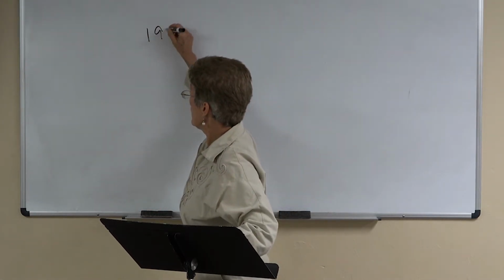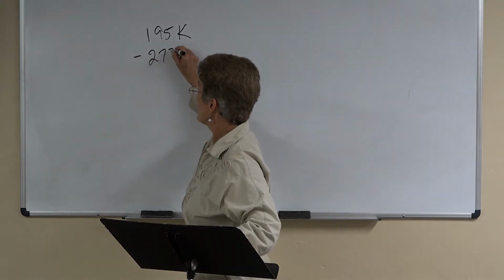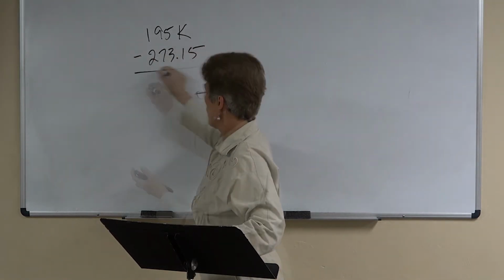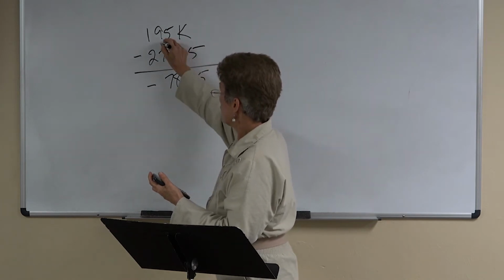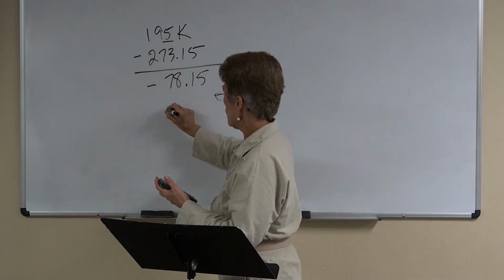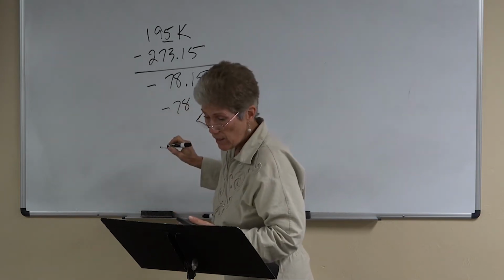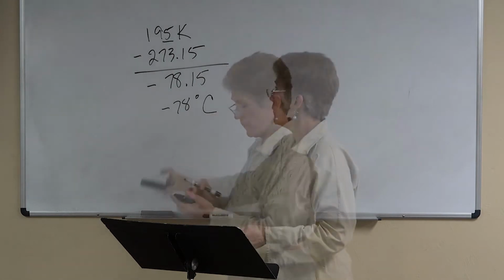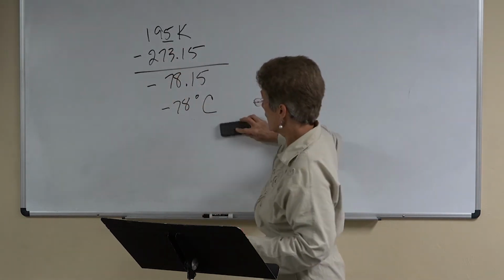Number 2, dry ice has a temperature of 195 Kelvin. What is the temperature in degrees Celsius? Well, here you would go 195 Kelvin minus 273.15. Negative 78.15, but this goes to the ones place, so our answer has to be negative 78 degrees Celsius. Remember, adding or subtracting, got to go to the least precise, which is the ones place, so that limits us.